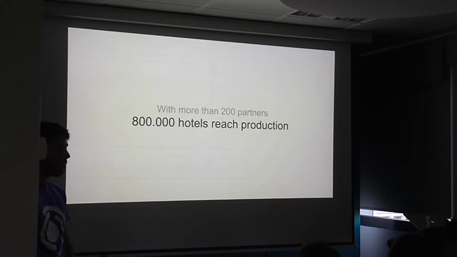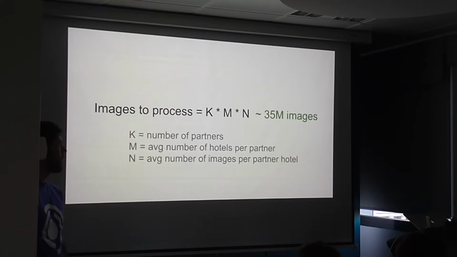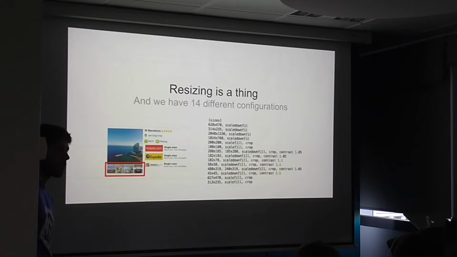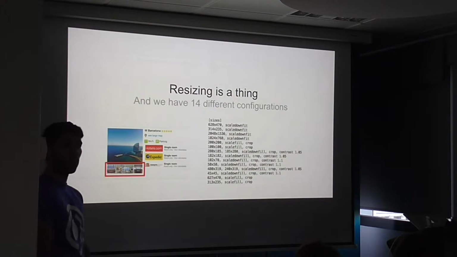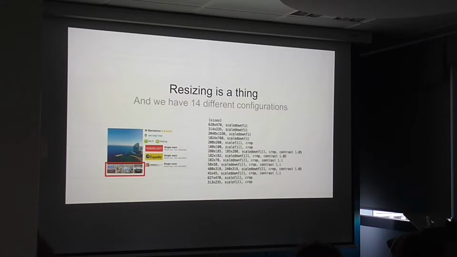With around 200 partners, almost 1 million hotels reach production. So we're going to process around 35 billion images. But we do something extra. We try to resize them. The reason we do that is because we want those images to be optimized for mobile devices. You don't want the app to be scaling that image on the fly while the user is scrolling. This will be not a snappy, fluent app.